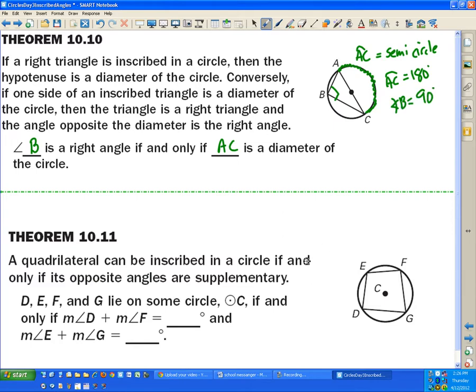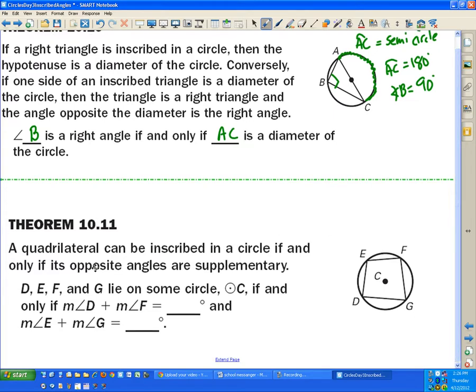And then finally, we have this last one down here: if you have a quadrilateral, a four-sided shape, inscribed, meaning inside a circle, where the corners are all touching the edge of the circle, then we know that the angles opposite each other, the ones diagonal from each other, are going to be supplementary. So opposite angles are supplementary.